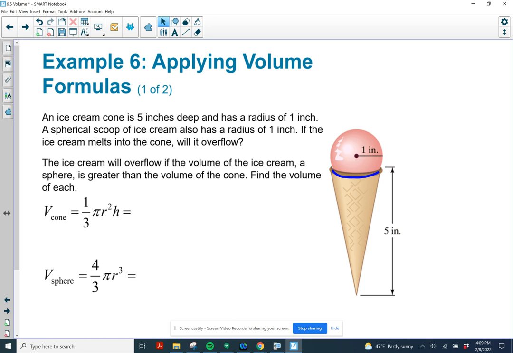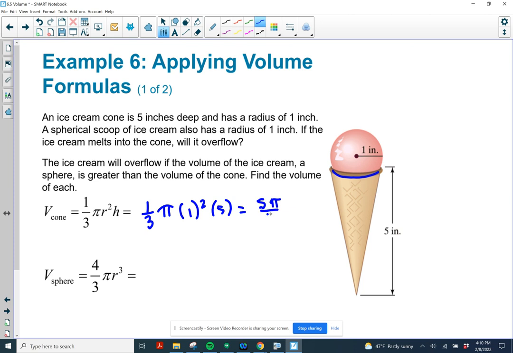So we need to compare the volumes. Is the volume of the cone going to be enough to hold the volume of the sphere? If there's more volume in the sphere than there is in the cone, it will overflow. So here we go. We're going to calculate the volume of the cone. We're going to do 1/3 times pi times the square of the radius. The radius is 1, so that's 1 squared, which is still 1, times the height, which is 5. So we've got 1 squared, which is 1, times 5 is 5. We've got 5 pi. We're going to divide by 3.